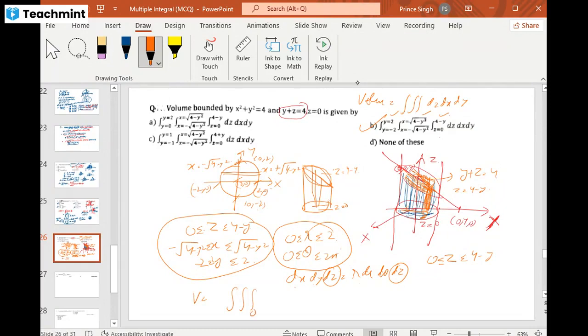The limit of z is 0 to 4 minus y, and then we convert it into r and theta after solving this particular integral. Okay, because y will be replaced with r sine theta. Okay, because x is r cos theta and y is r sine theta, and x squared plus y squared is equal to r squared. But this could be done only after calculating the limit of z. Okay, now let us move to the next question.